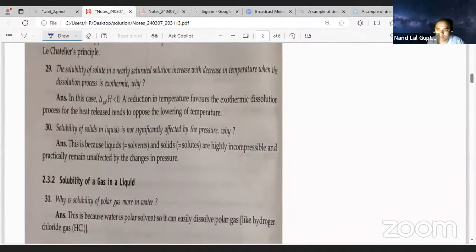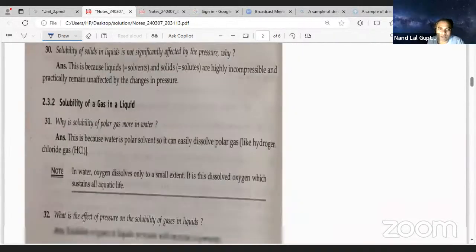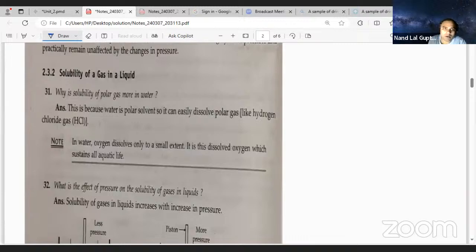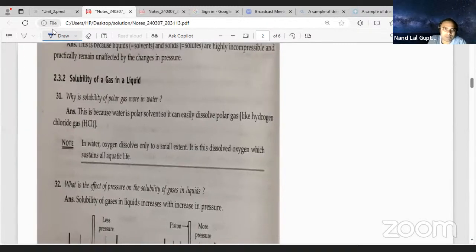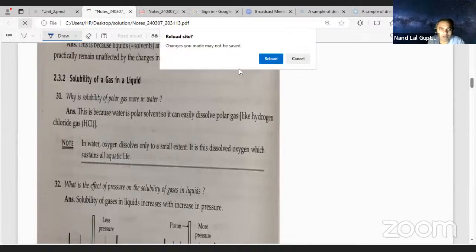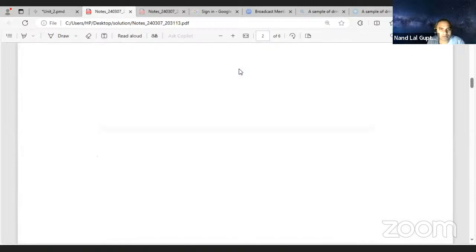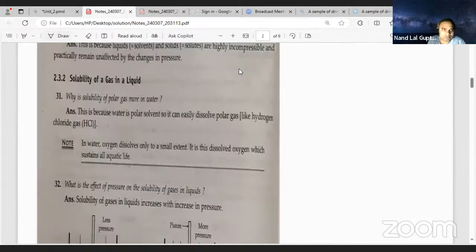Here you go. You see some questions here. What is the solubility there? The point is here. One second, Sanjay. Is it visible to you? Is the slide visible to you?